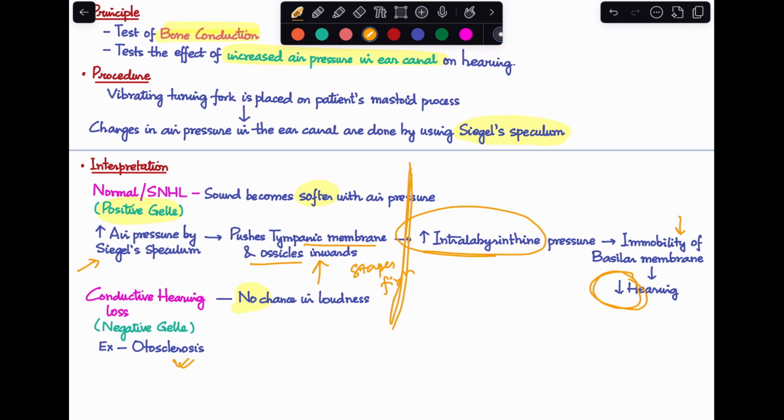Now, this is very important. This was important earlier as a test because we used it to detect otosclerosis. But nowadays, this test has been replaced by tympanometry, which is a more sensitive test. So, this is all about the different tuning fork tests that you need to know. I hope you have understood this, and I'll see you in my next class.